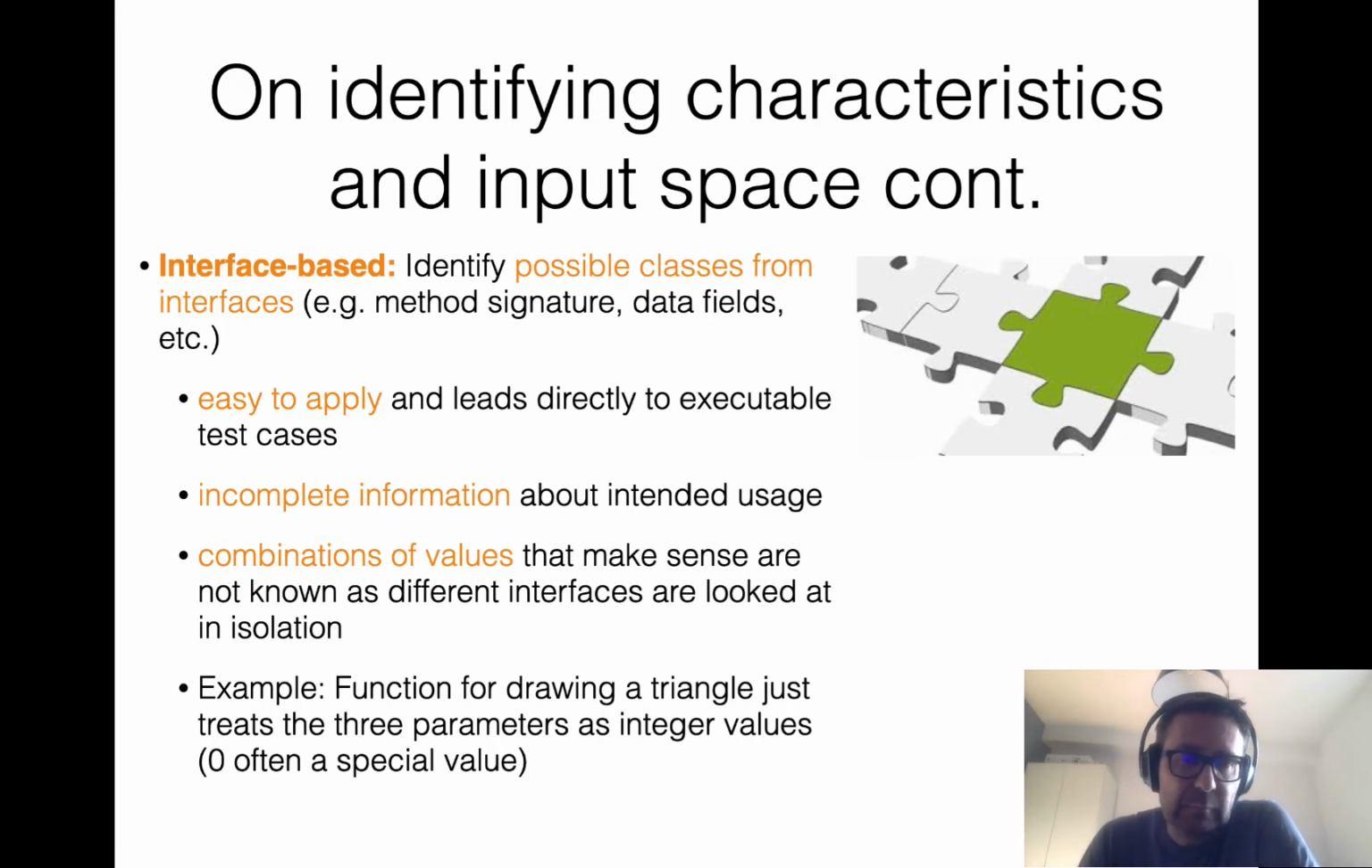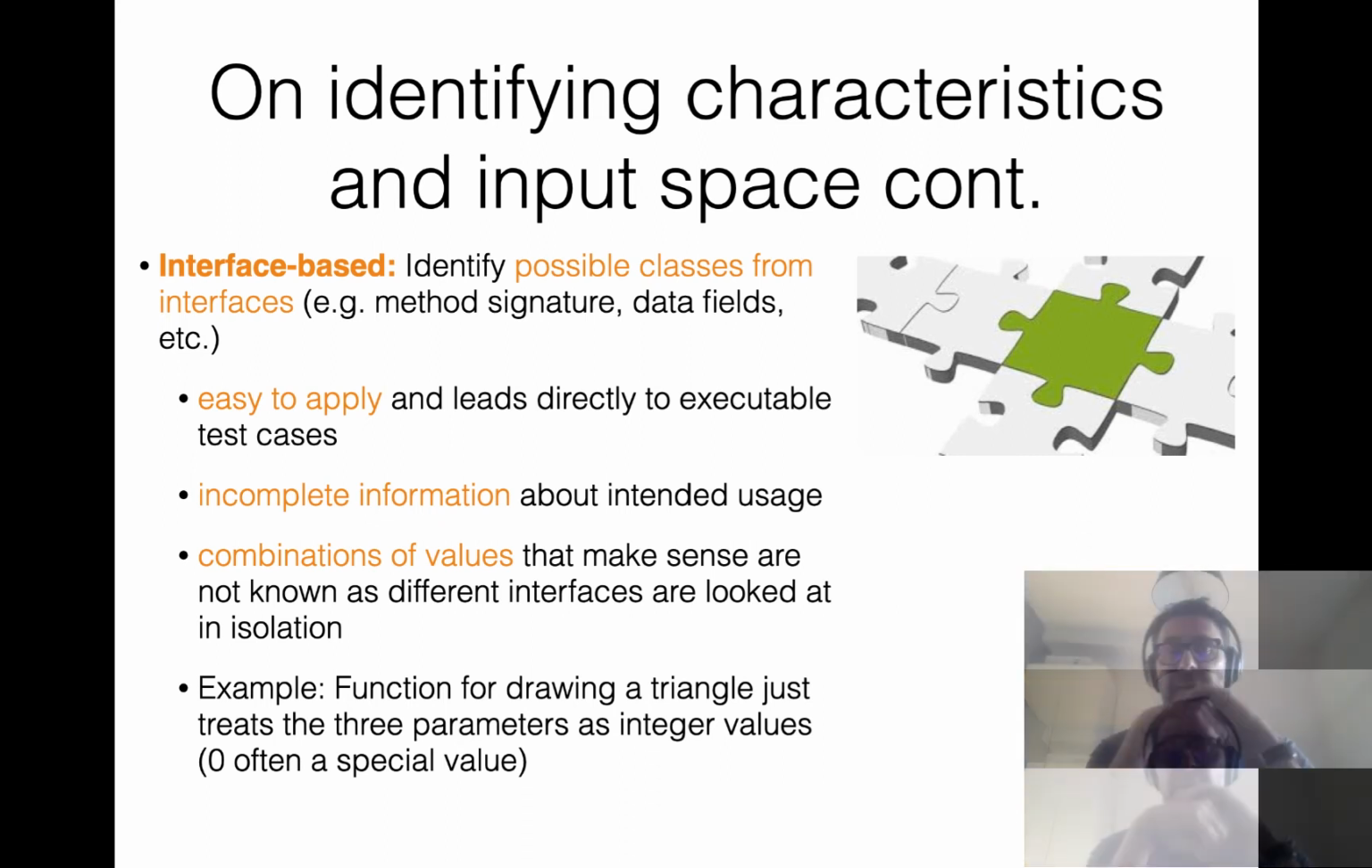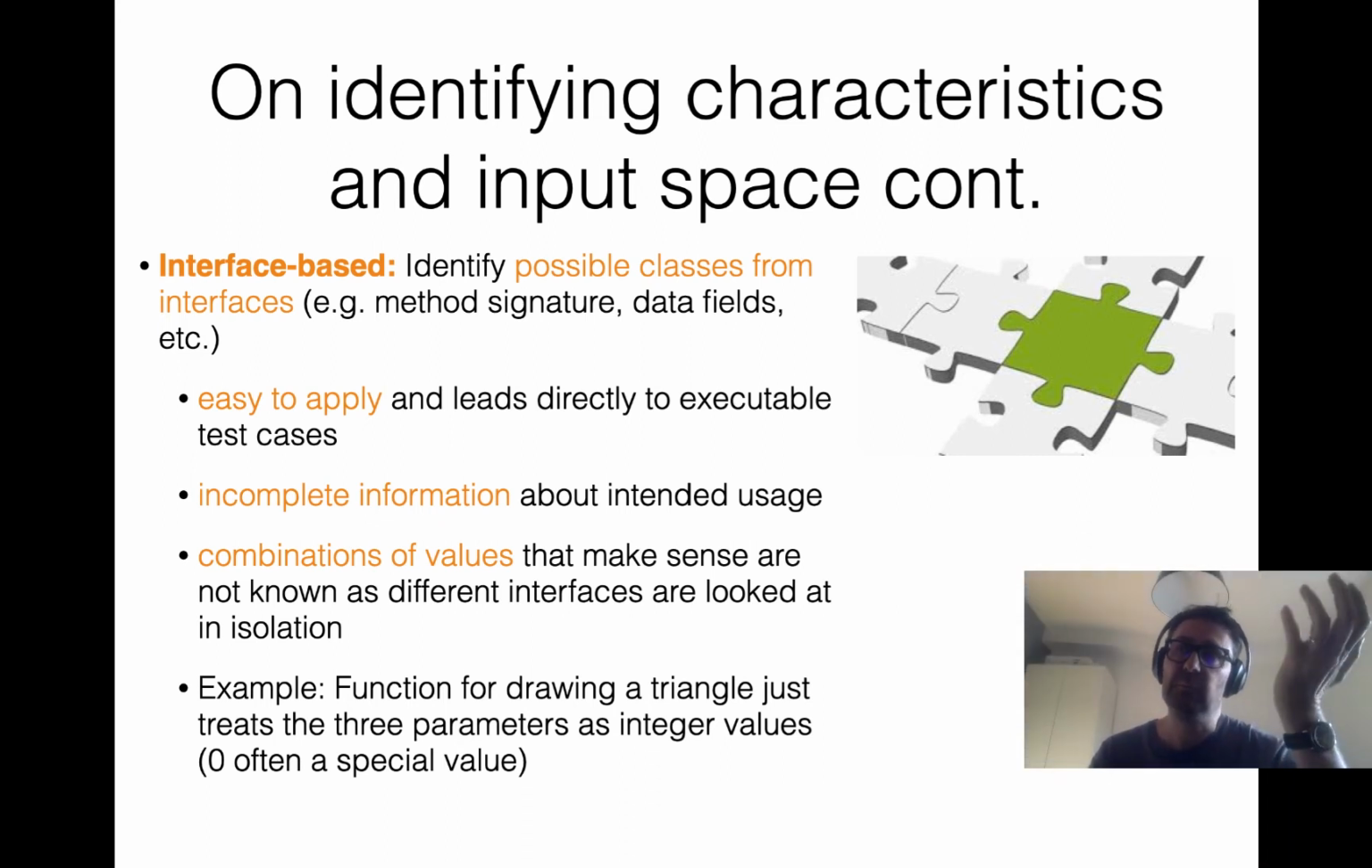So an example here would be for the function for drawing triangles, you would just treat the three values as integers. And maybe 0 is a special value. So the three parameters are the length of the sides, and you wouldn't really know what are different types of triangles. At the interface level, you just see that the draw triangle function has three integers. You would write test cases based on that, right? You would probably understand that 0 is an interesting side case, so we should try that and so on.